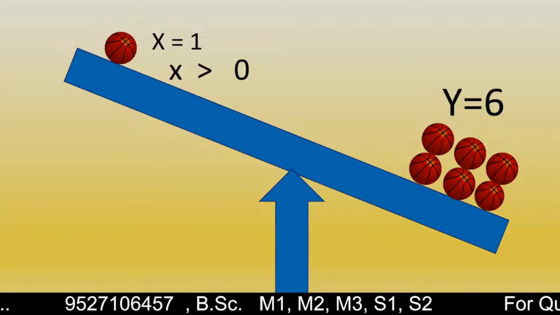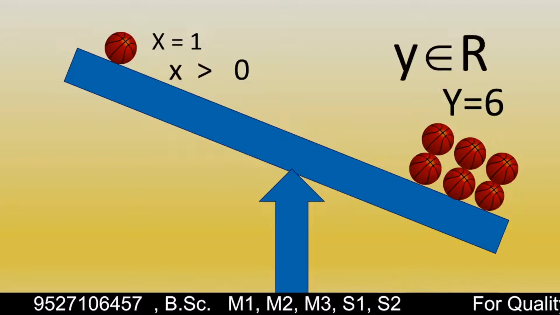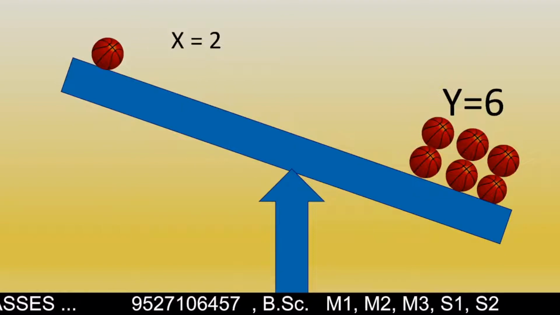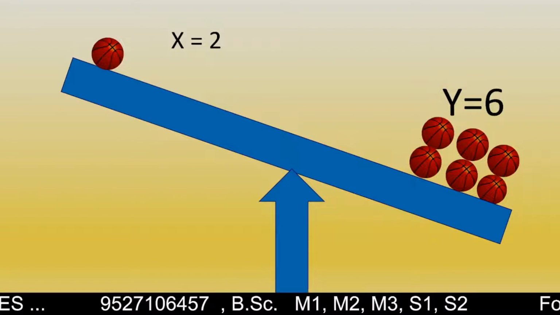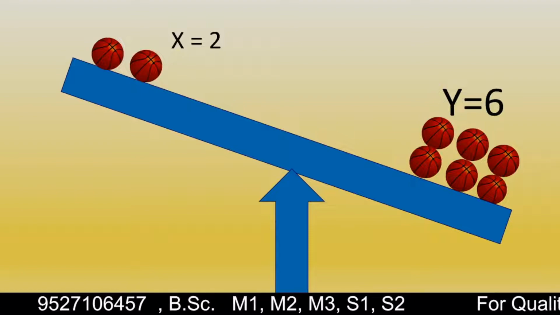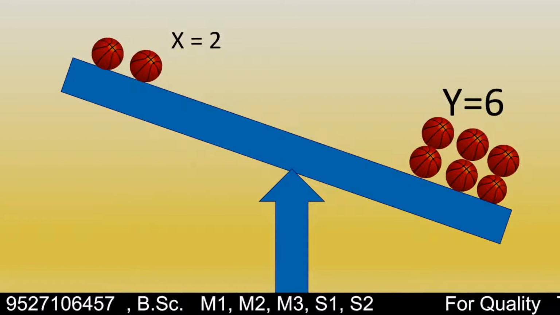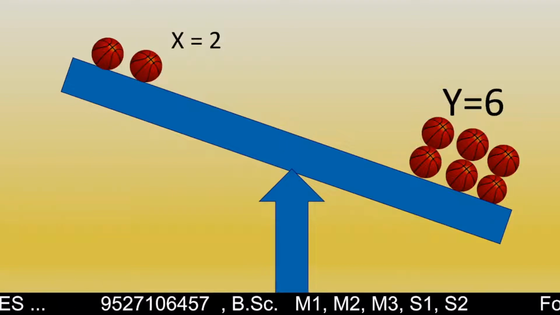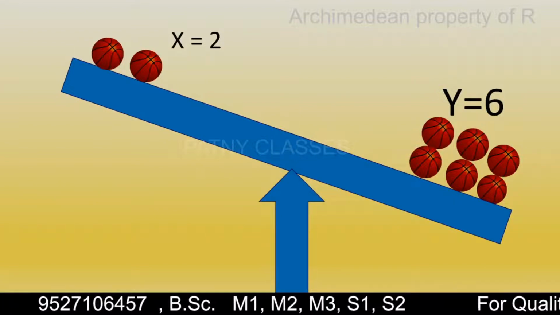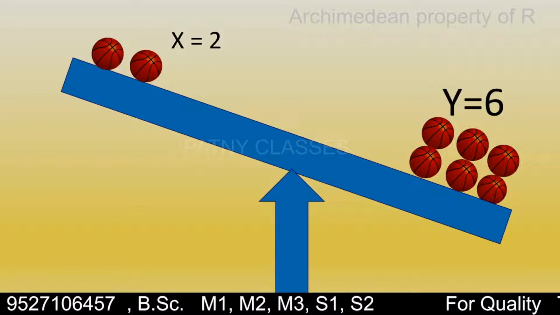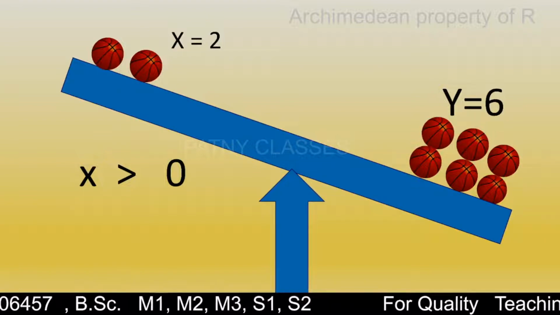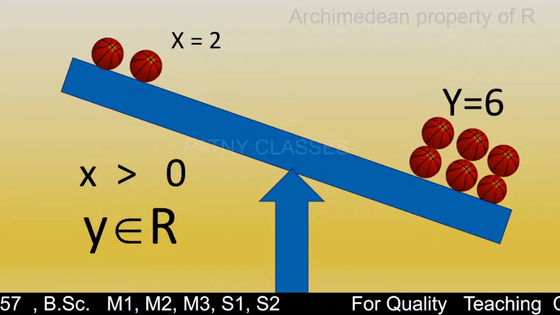Here x is any number greater than 0 and y is any number belonging to the real numbers. Suppose now we add 1 extra ball to the left side. Now there are 2 balls at the left side and 6 balls at the right side. At the right side there are more balls, therefore it is inclined towards right. Here we have x equals 2, y equals 6, where x is greater than 0, and y is a real number.